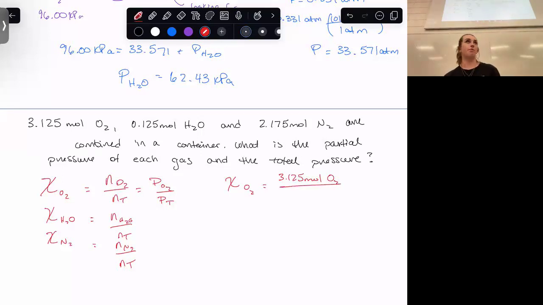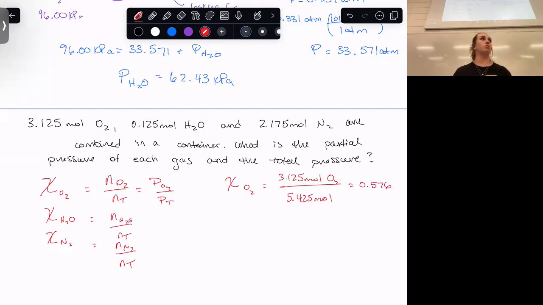What's our total moles here? Okay. What value should this give us? Yes, right. So we have a decimal that we're working with. Right, so the mole fraction for oxygen is 0.576.